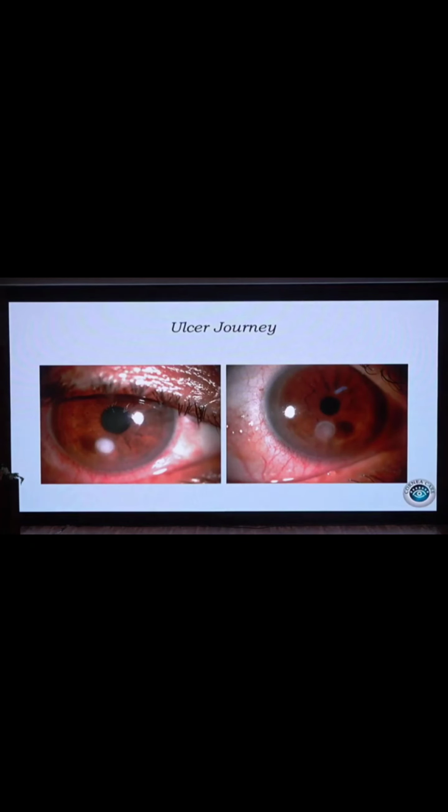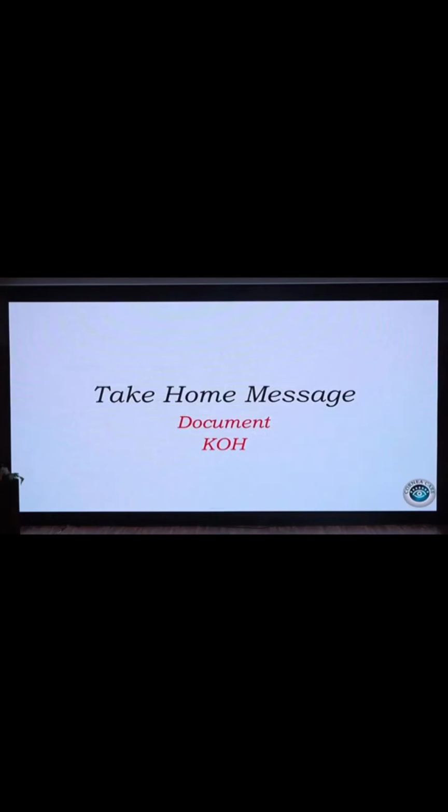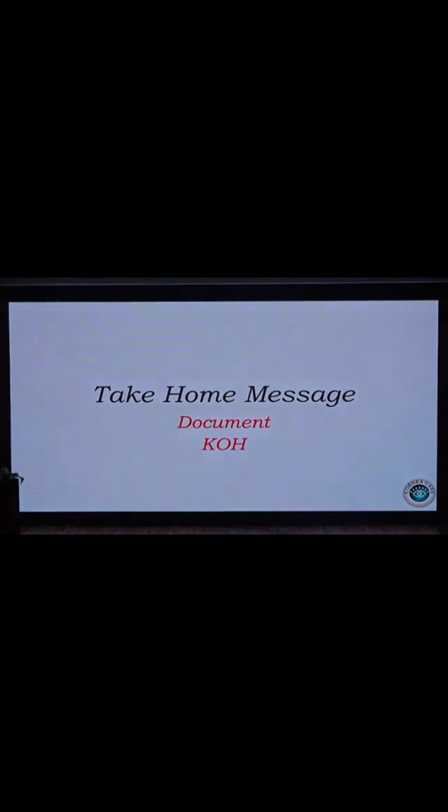So ulcer management is not only about increasing the drugs always. Always document, note the surroundings also, always do KOH, and if the patient is not responding in your hands, always refer. Thank you so much.